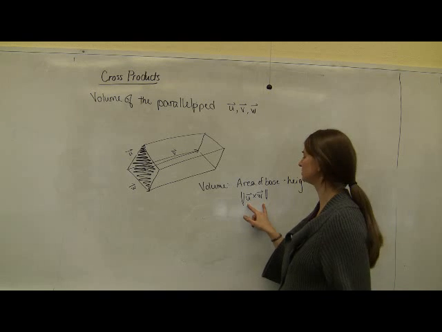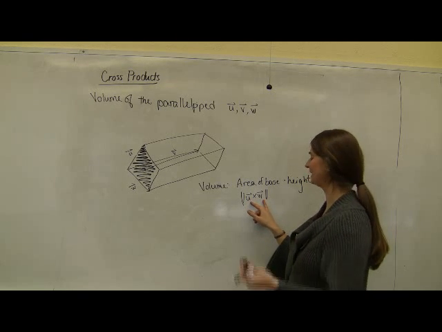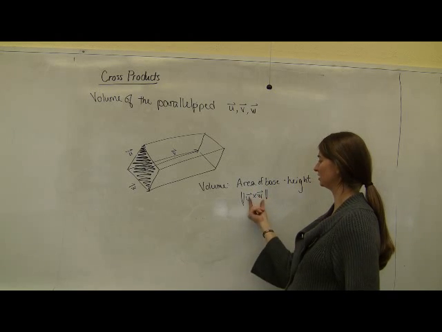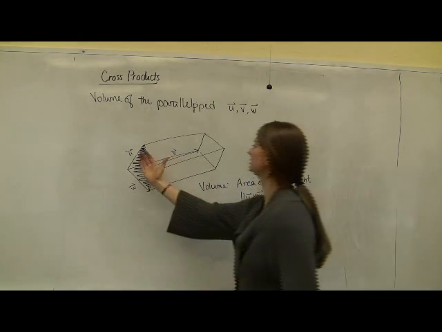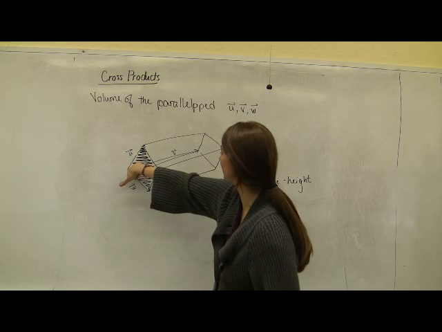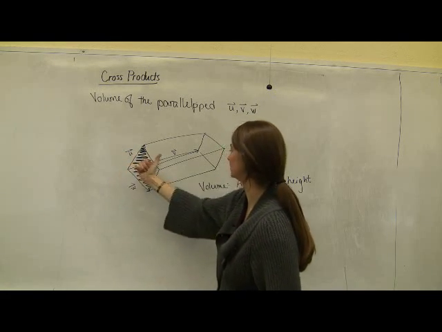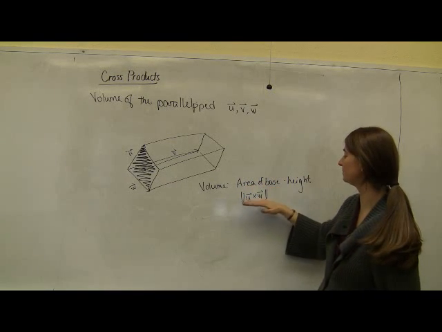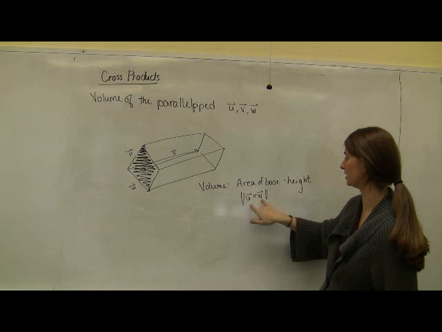Oh, magnitude is always positive, so I had an interesting thought that it doesn't matter which order the u and the v get crossed in, because whether u crossed with v points this way or v crossed with u points this way, the magnitude of that vector is always going to be a positive number. So the area of the base is always a positive number.